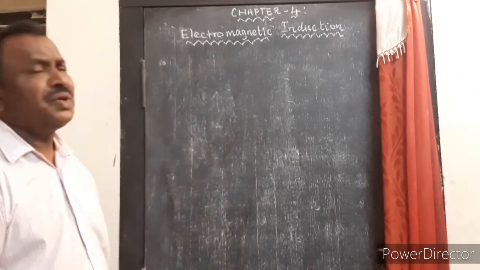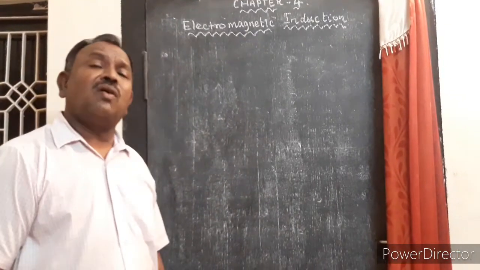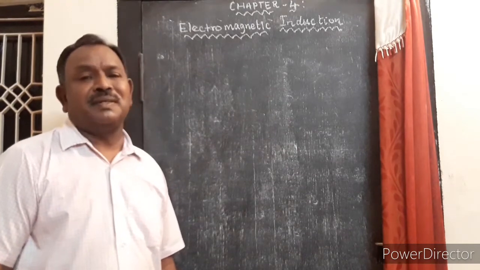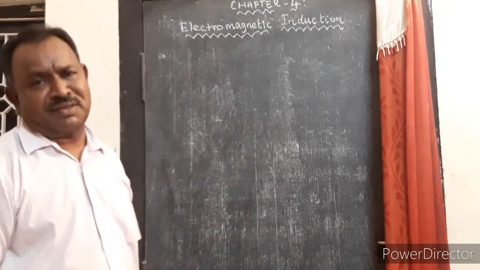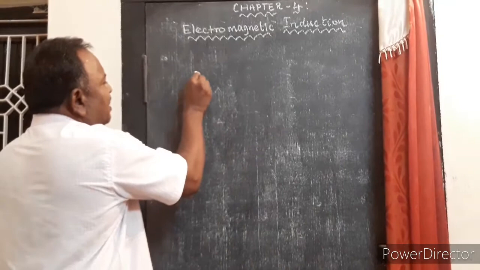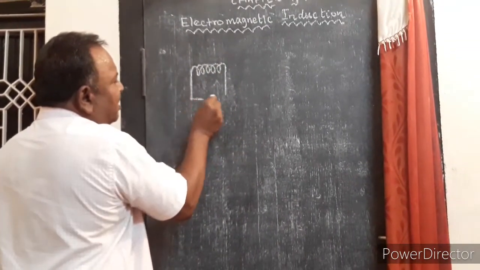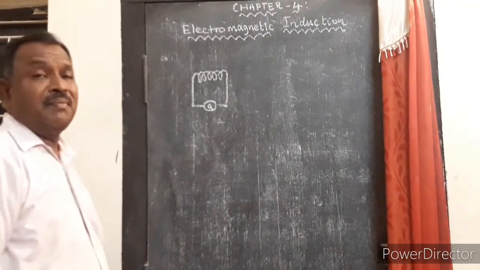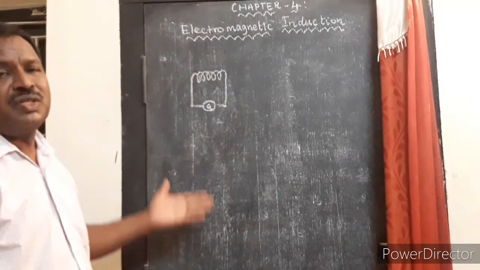Students, in this session we are going to see what is electromagnetic induction. As I already told you, Faraday attempted to produce change in the magnetic field and to produce current. So let us consider a small circuit. This circuit consists of a coil of wire connected to a galvanometer. So this is a simple circuit.